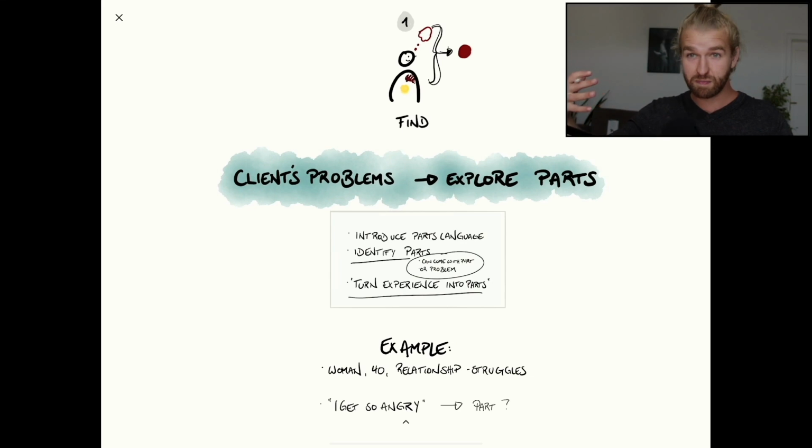So to start off, I want to also give you an example of a session, a simplified session, so we keep it brief and to the point, but a session where a client goes through all of these steps of the IFS process.